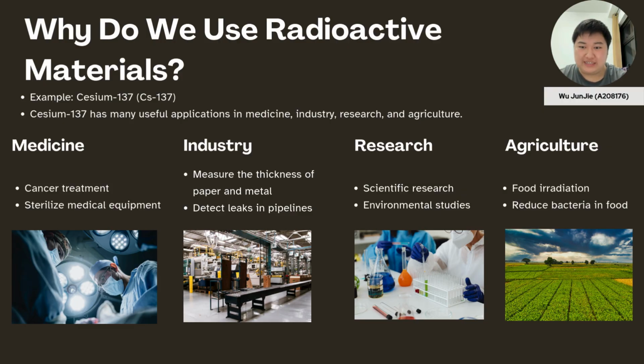Hello everyone, I'm Junjie. Now I will talk about why we use radioactive materials. Our example is cesium-137. Although radioactive materials can be dangerous, they are very useful when they are used safely. In medicine, cesium-137 is used to help treat cancer. It is also used to sterilize medical equipment.